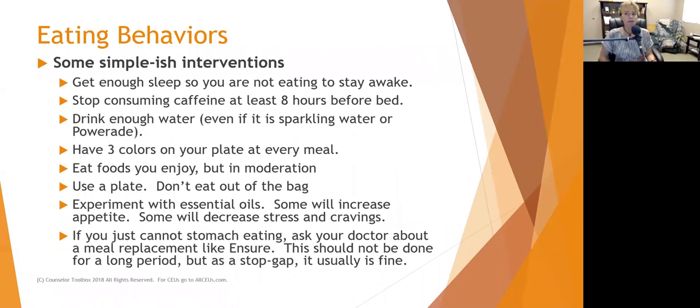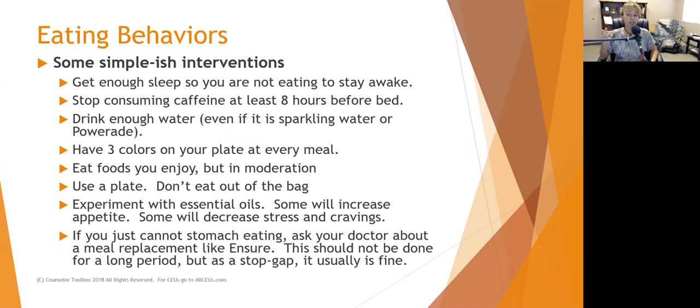So, some simple-ish interventions. Get enough sleep so you're not eating to stay awake. Stop consuming caffeine at least 8 hours before bed. That'll help you get better, more quality sleep and reset those feeding hormones. Drink enough water, even if it's sparkling water and Powerade. That helps people reduce their non-hunger eating and their craving eating.